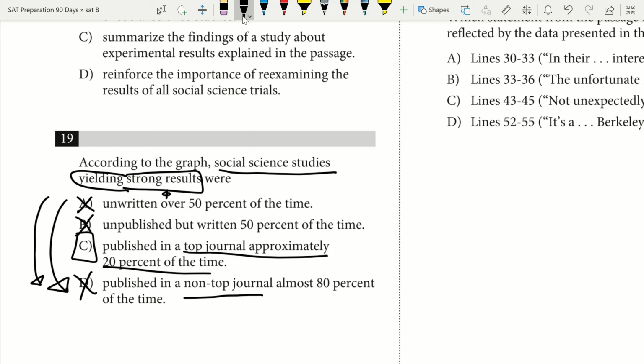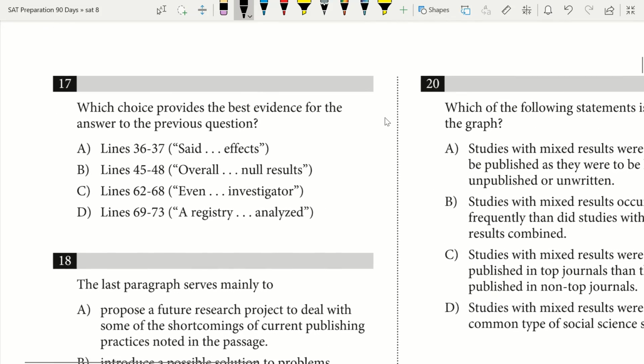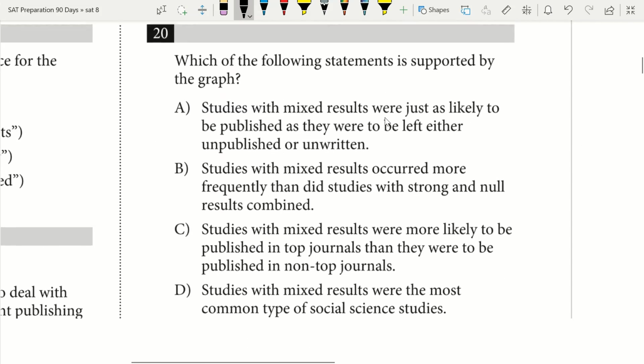Option D says published in a non-top journal almost 80% of the time. That was false. That was right around 40% of the time. Okay, so answer for that one is going to be C. Big tip there, just make sure that you're going back to your graph if you need to, to get to the right answer. It's always okay to go back to the text and back to the graphs on the SAT reading section.